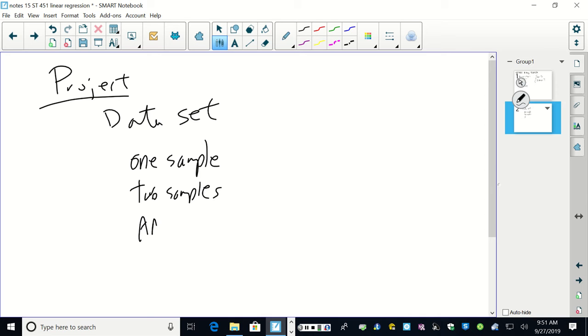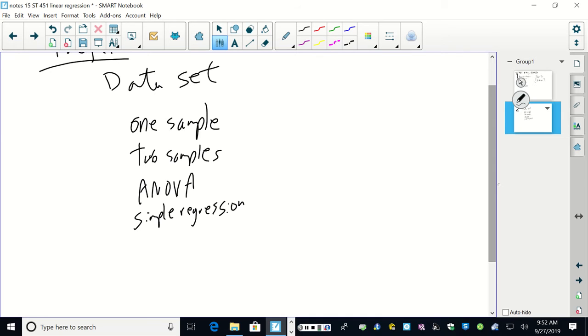We looked at one-way ANOVA. We're looking now at simple regression with one predictor. By the time the project is done, next week we will look at some things with multiple regression. And some of you have a little more background in multiple regression, so you could do things there with multiple predictors as you want.